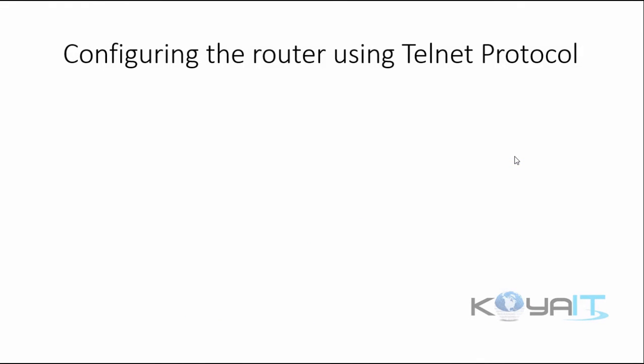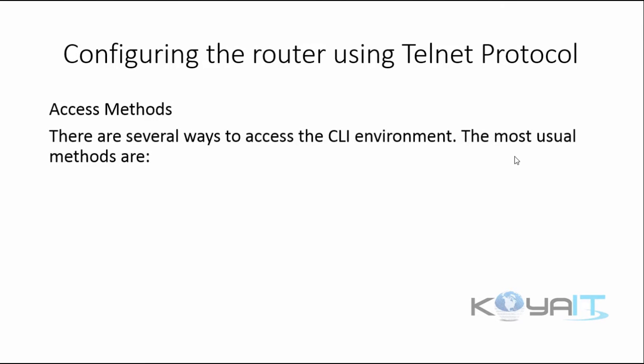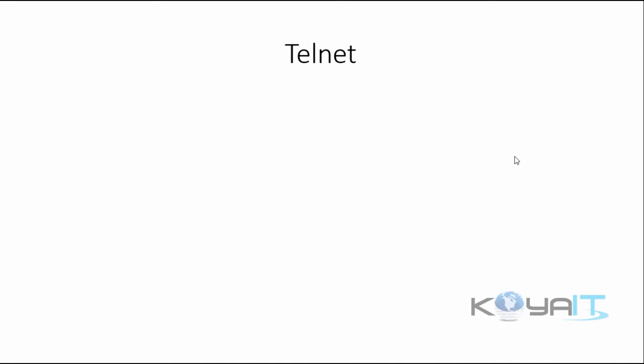Configuring the router using Telnet protocol. Access methods. There are several ways to access the command line interface environment. The most usual methods are console, Telnet or Secure Shell, and auxiliary port. Telnet. Telnet uses Transmission Control Protocol that runs on port 23.